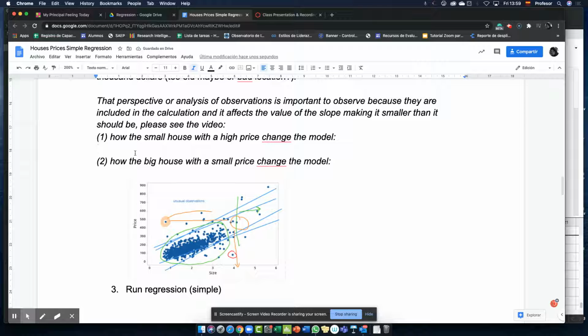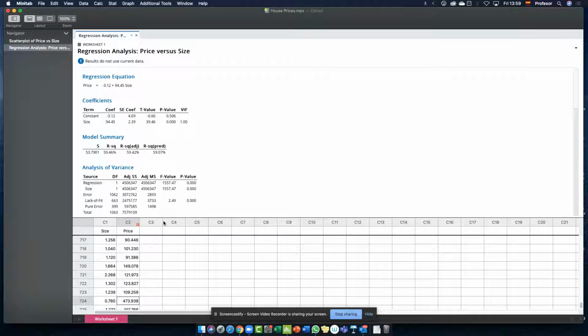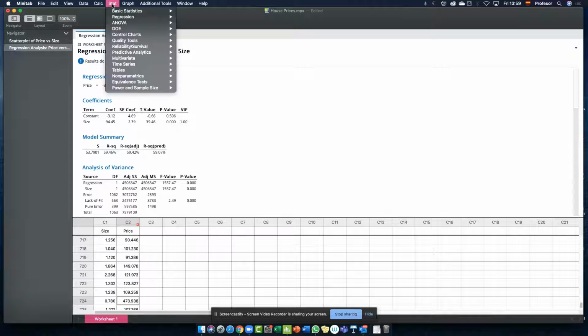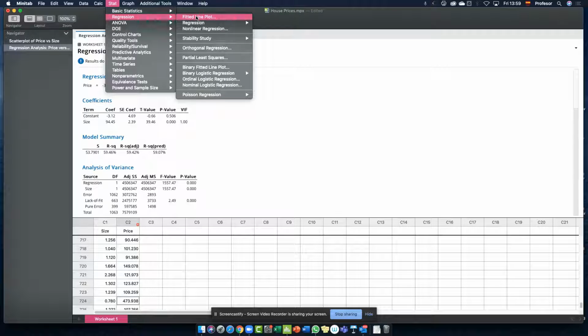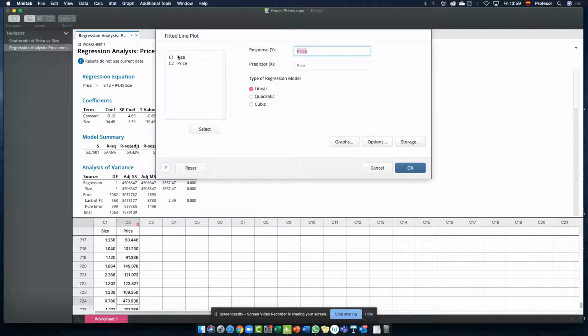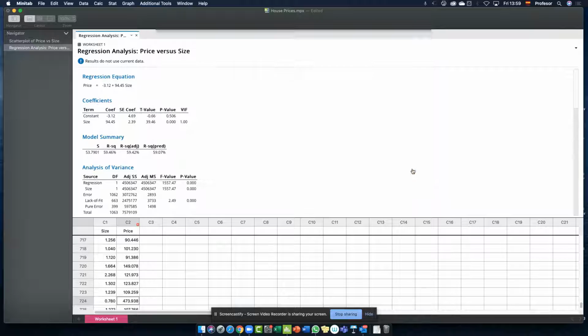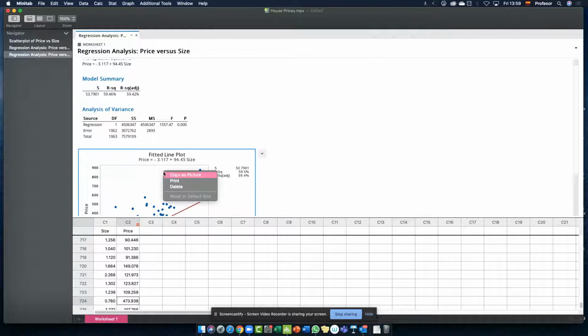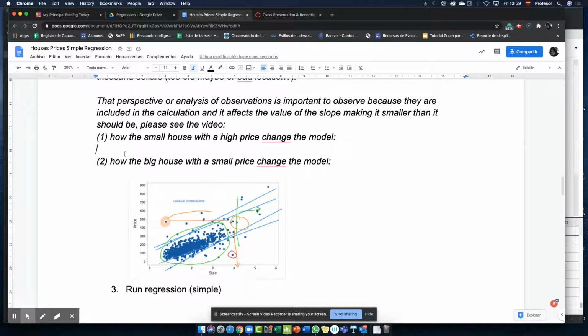Okay, so in this video, we're going to be seeing how the price of the small house, which was a very high price, changed the model once we remove it from the database. So what is this single observation doing to our whole model? What I want you to observe right now is the graph from the regression of the actual database, price and size, fitted linear. Here we have our model again.